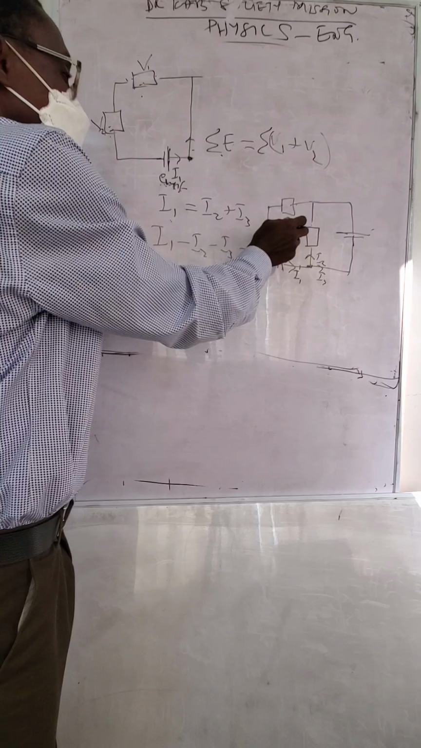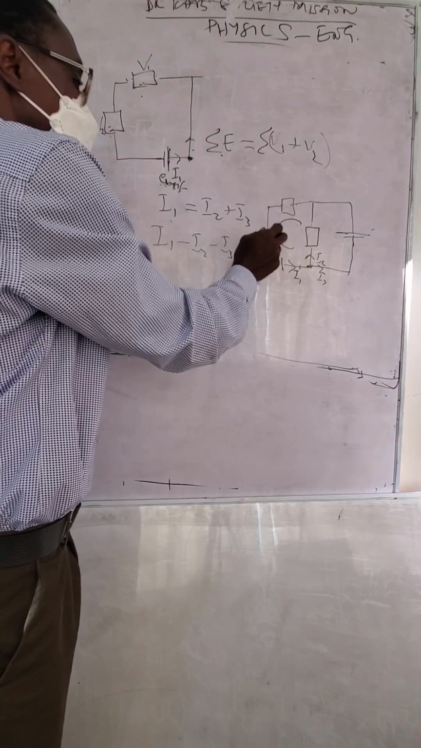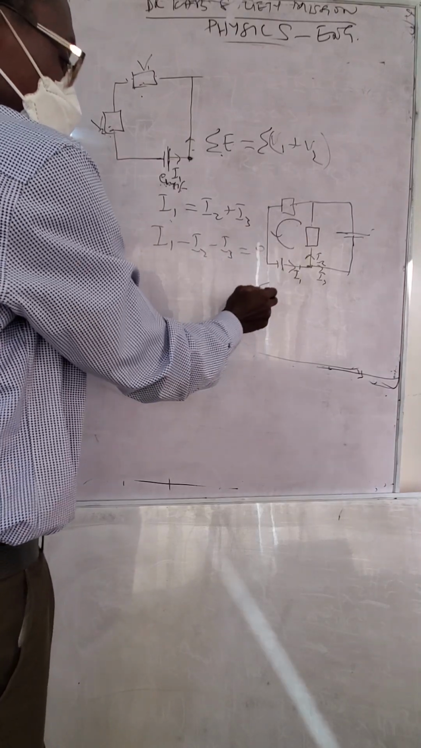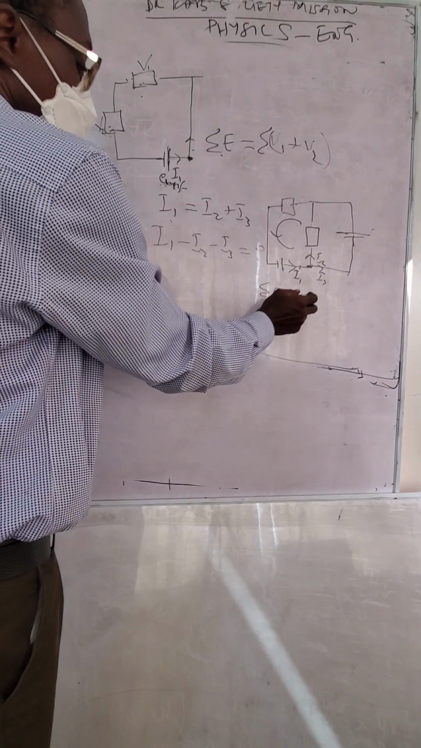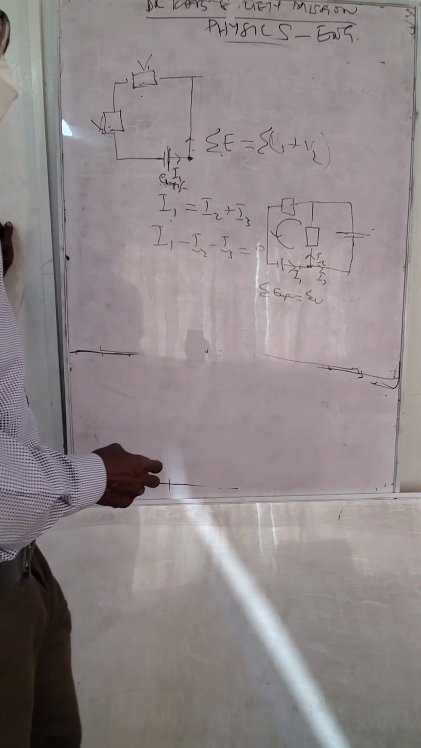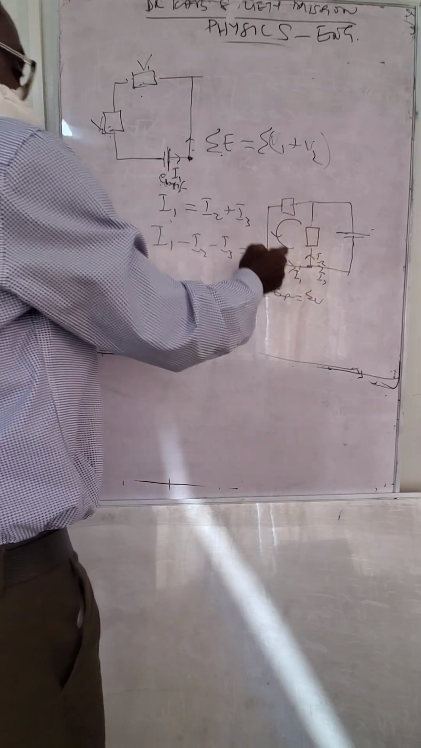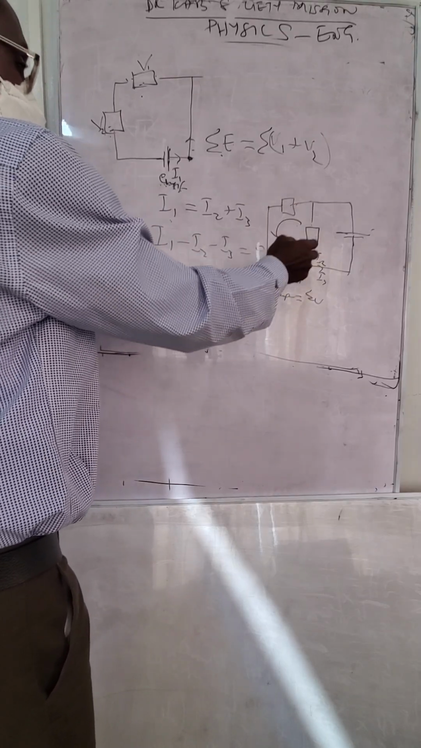Okay, then when you take a complete loop, this is a complete loop, the sum of the EMFs should be equal to what? The sum of the voltages. Right. So you go in that order. You can choose a direction. So this is the direction I've chosen.